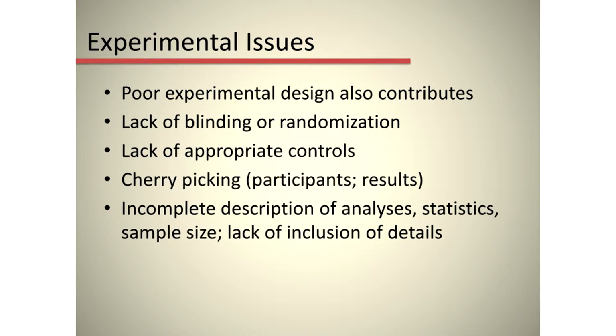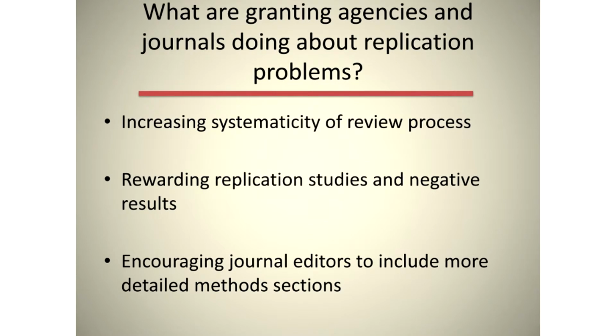Incomplete descriptions of analyses and statistics and sample sizes, and lack of inclusion of details. Obviously, our journals force page limitations. Our journals and our reviewers want us to write very readable, accessible papers, and yet there's a price to pay, perhaps, in terms of other people replicating our work down the road. So what are granting agencies and journals doing about this?